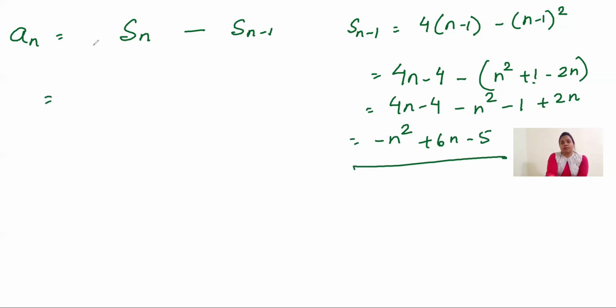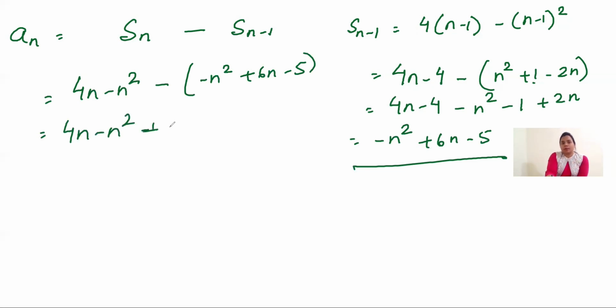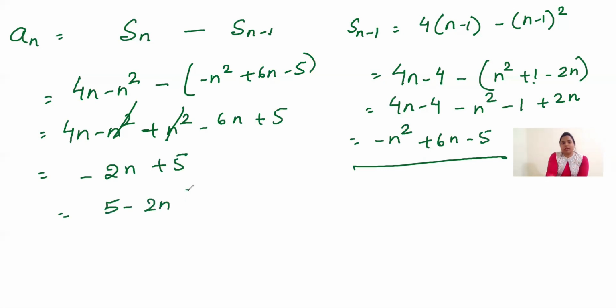I can substitute the values. This will be 4n minus n square minus (n square plus 6n minus 5). When I remove the brackets, I'll get plus n square minus 6n plus 5. This will be 4n minus n square plus n square will get cancelled. 4n minus 6n will be minus 2n plus 5. This will be equal to 5 minus 2n. This is the formula for an.